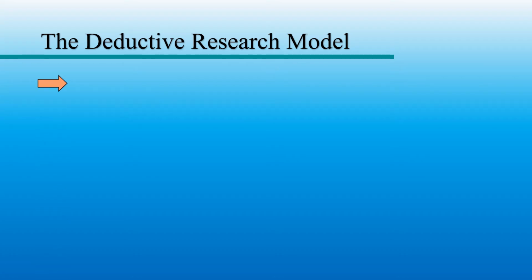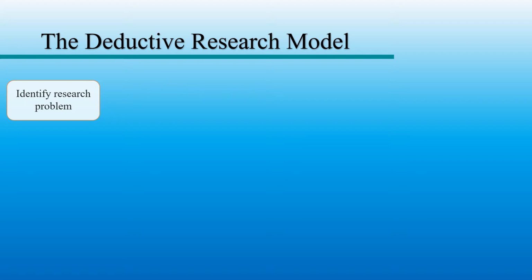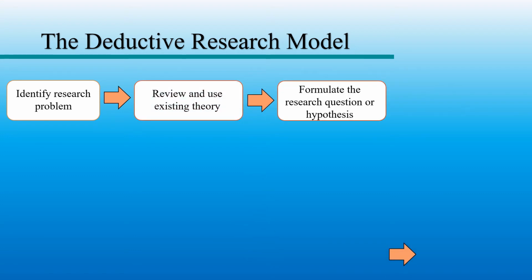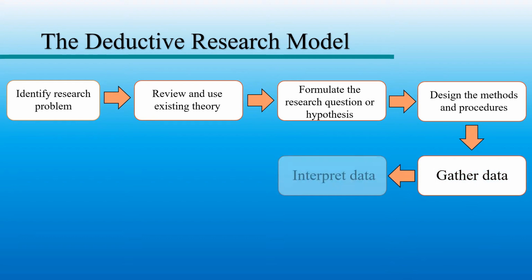The deductive research model is a model where theories guide the researchers on the investigation, gather data to assess, and move from known position to data. Let me interpret the process. First, researchers will identify the research problem, review and use the theory which exists to investigate their research, formulate the research question or hypothesis, design what method and procedure they want to use, gather data from people, collect and interpret it, and ask a new question to the research.